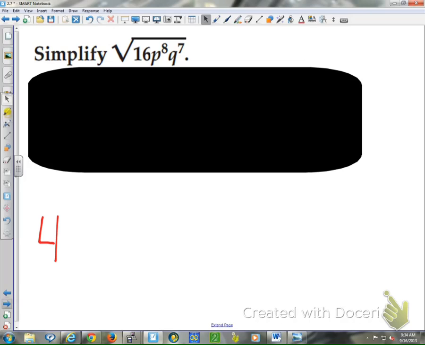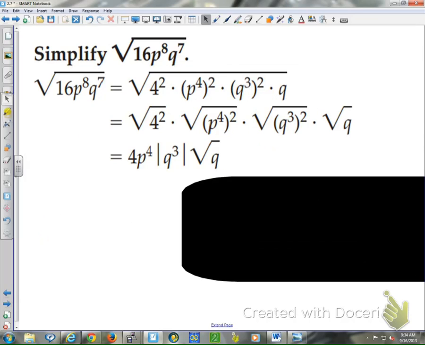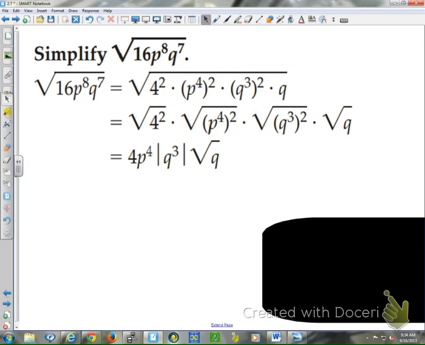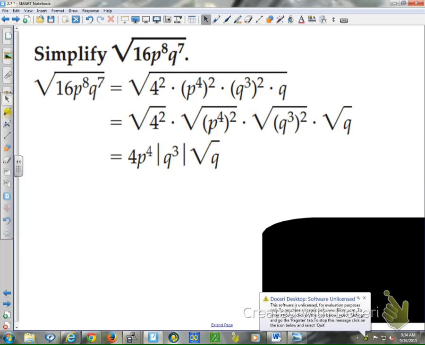The book will not tell you this way. Let me show you what the book wants you to do, and then I'll show you my easier method. The book wants you to break all of these down into as many perfect squares as you can: p to the 4th squared, p to the 3rd squared, and then cancel all your little squares. So a 4 comes out, a p to the 4th comes out, and a q to the 3rd comes out, and then there was one q left. That's how the book wants you to do it. I personally think there's an easier way.